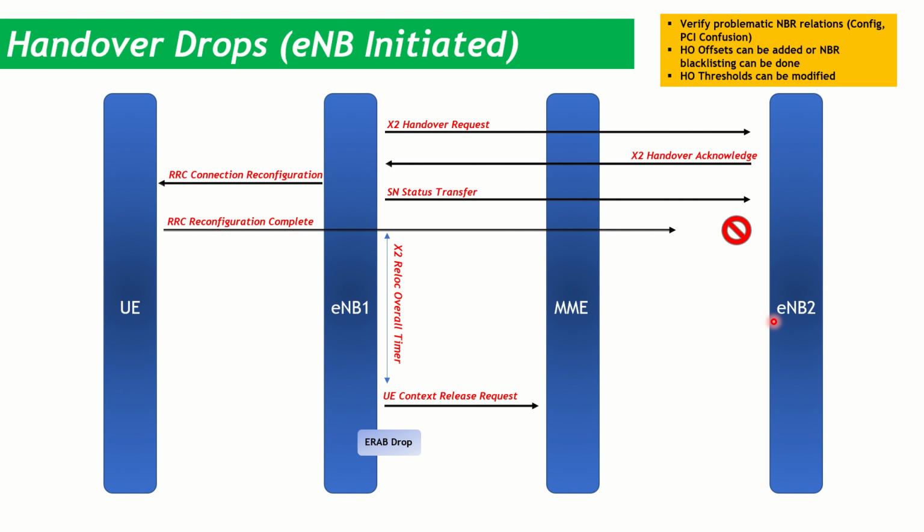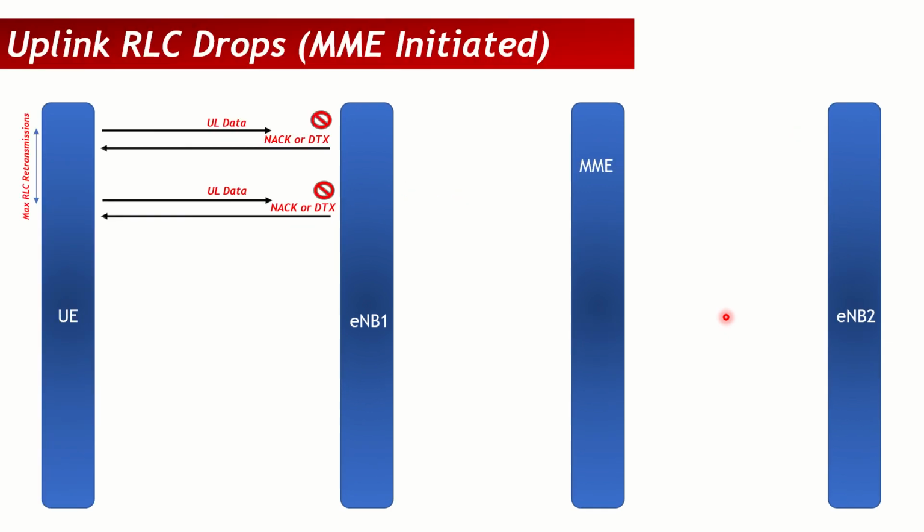If, after trying all of that, we still see that we are failing for this neighbor relation, we can blacklist this neighbor relation and save our handover success rate KPI and also our drop rate KPI. So these are the things that we can do in this scenario where we have handover drops that are eNode B initiated. Now, other than that, we have MME drops. Now, what is a MME drop? MME drop means a drop where the MME sends a release to the eNode B, telling the eNode B that you have a drop.